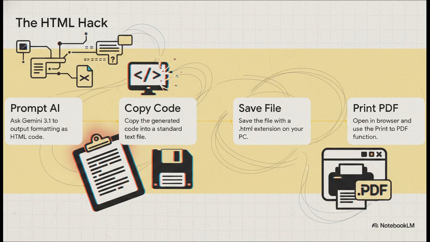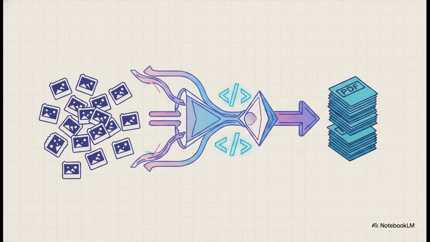It opens up in your web browser as a perfectly formatted web page, and from there, you just use your browser's normal print to PDF function. It is such a fantastic, creative application of the tool. So what was the actual result of this little Gemini HTML hack?